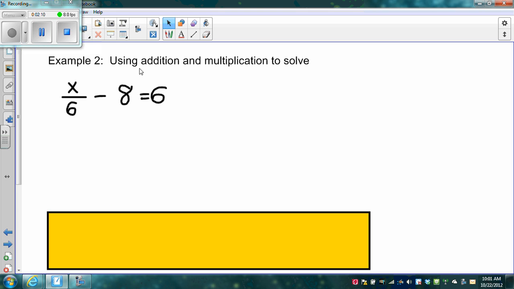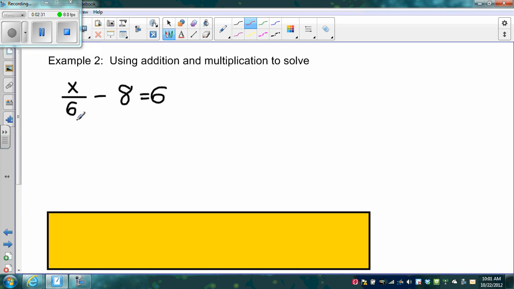The next example, now let's use addition and multiplication. Still two steps, and we still want to make sure we start with the thing furthest from x. So in this case, we want to start with plus 8. We want to move this 8 away. If you don't start with this, it's okay.